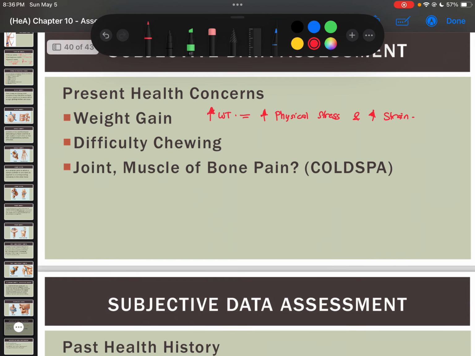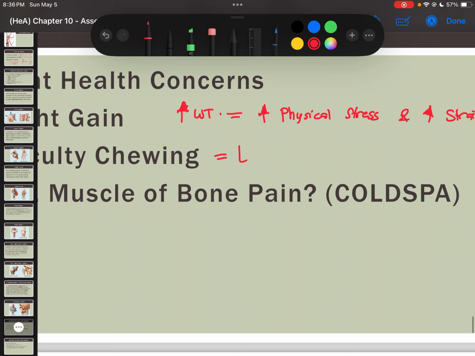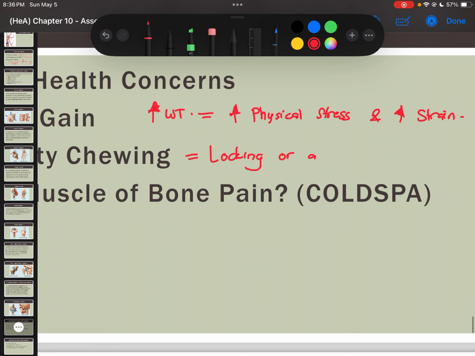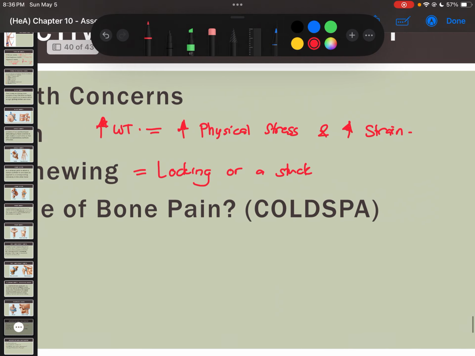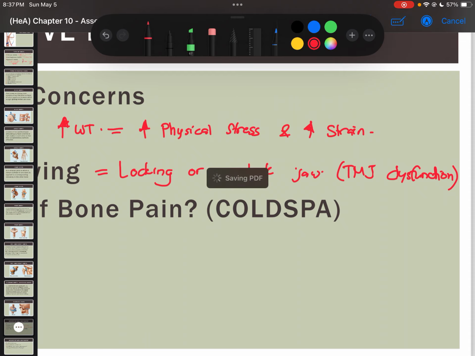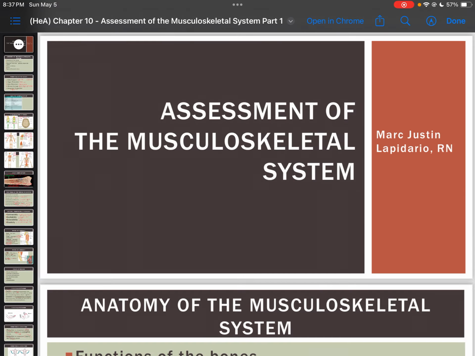Ask the patient if they have difficulty chewing, because with difficulty chewing it might feel as if there is locking or a stuck jaw. This is a common sign of TMJ dysfunction, temporomandibular joint dysfunction.